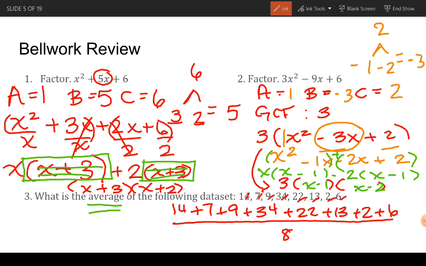So now you need to add 14, 7, 9, 34, 22, 13, 2, and 6. And when you do that, you get 107. Divided by 8. And that value would be 13.4. Okay, so that's the end of our bell work review.